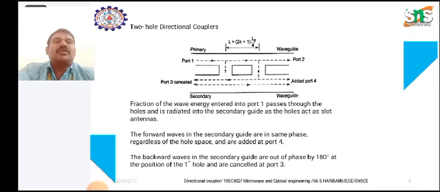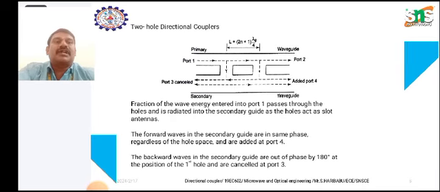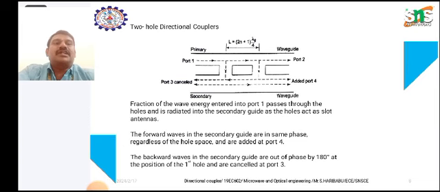See, in this two-hole directional coupler as mentioned in the diagram: primary and secondary waveguides, port 1, 2 and port 3, port 4. Whereas port 3 is the cancelled section for port 1 to port 2. And the length L is equal to (2n plus 1) lambda g by 4. A fraction of the wave energy entering port 1 passes through the hole and is radiated into the secondary guide, as the holes act as slot antennas.